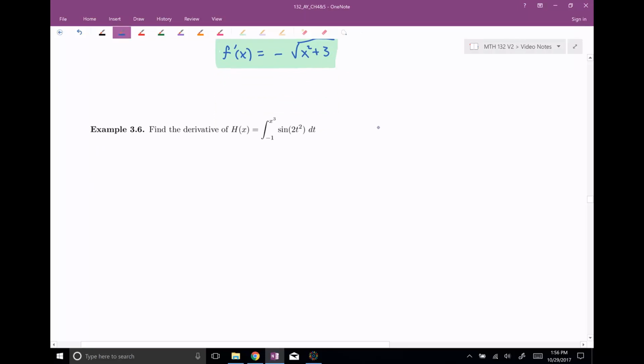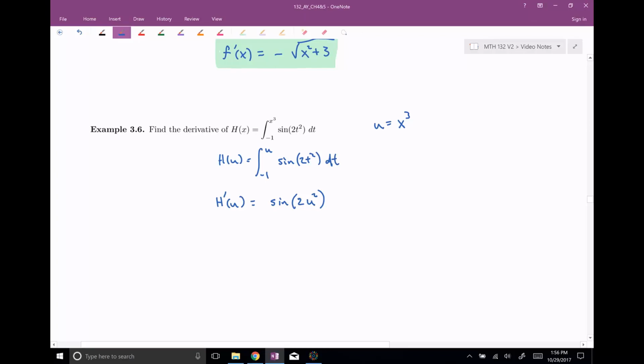I'm going to go ahead and let u be equal to x cubed. And then h of u is going to be equal to the integral from -1 to u of sine of 2t squared dt. And now if I wanted the derivative with respect to u, right, now that this is just regular old u, I can go ahead and substitute it in. So this is going to be sine of 2u squared, and that's it. So this again is the derivative with respect to u.